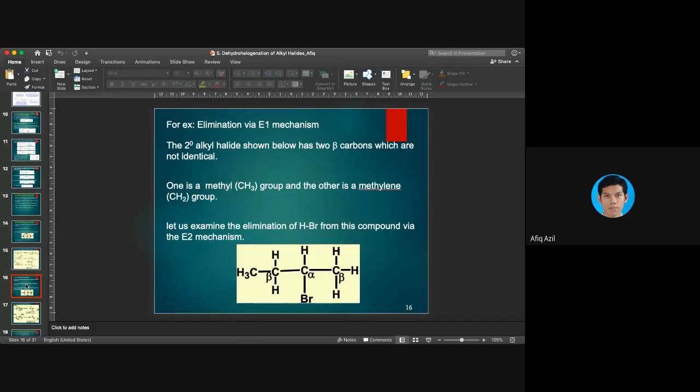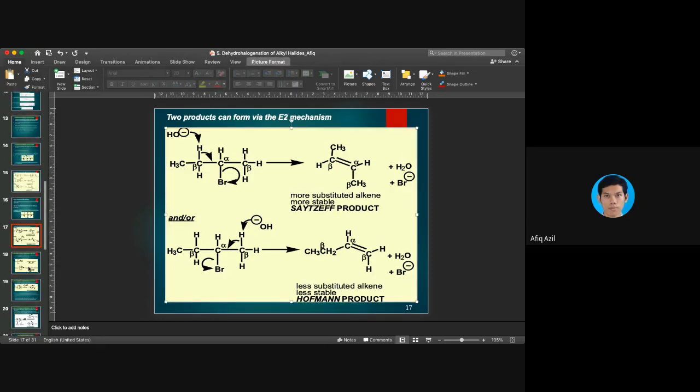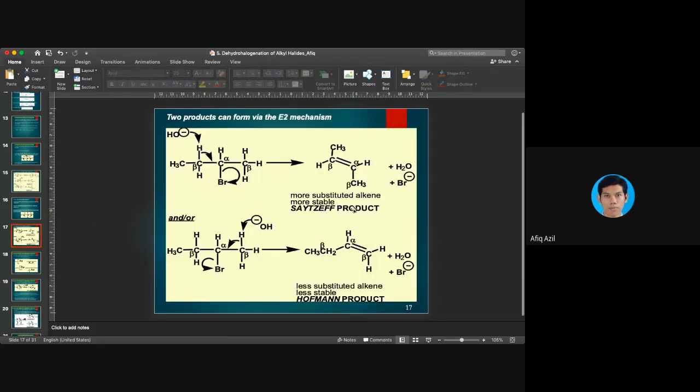This one is the same, it's just a different mechanism, E2. Okay, you can still get Zaitsev and Hofmann. Zaitsev is this one, which has 1 carbon, 2 carbon, while for these structures only 1. The others are hydrogen, hydrogen, hydrogen. So this is less stable, Hofmann. Okay, Hofmann versus Zaitsev. As you know already from here, the Zaitsev will be the major product, Hofmann minor.